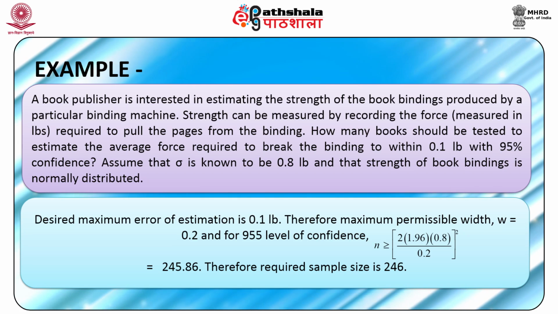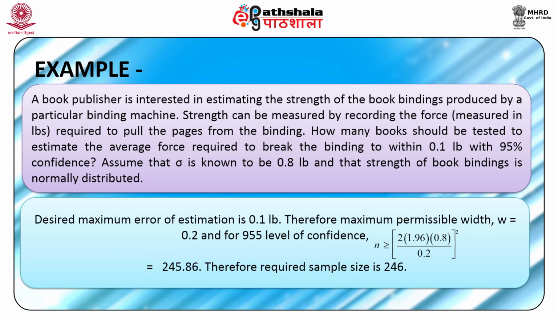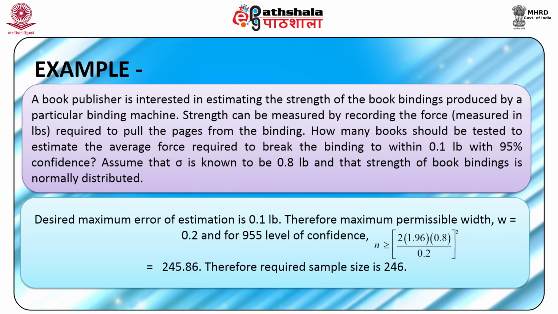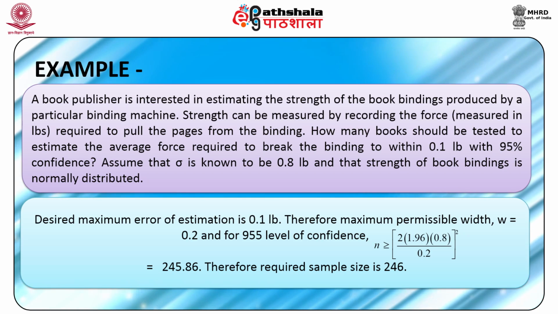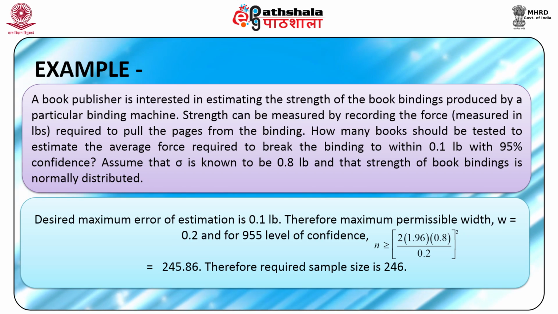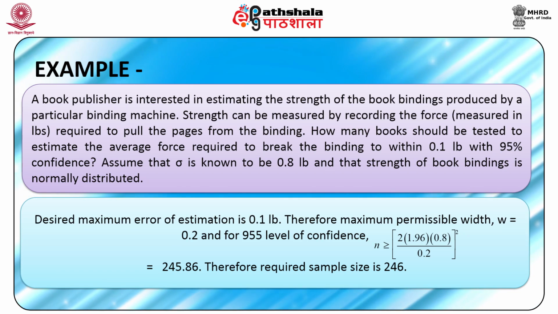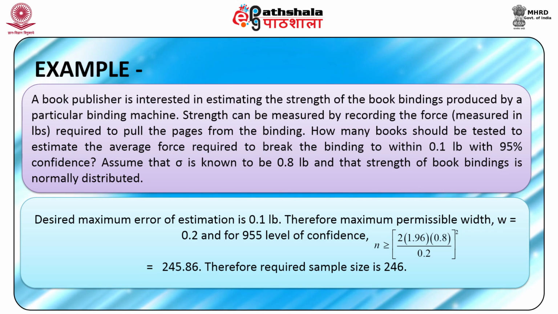So for a 95% level of confidence, this will be n greater than or equal to (2 × 1.96 × 0.8 divided by 0.2) whole square. Now this comes out to be equal to 245.86. Therefore, we can say that the required sample size is 246.